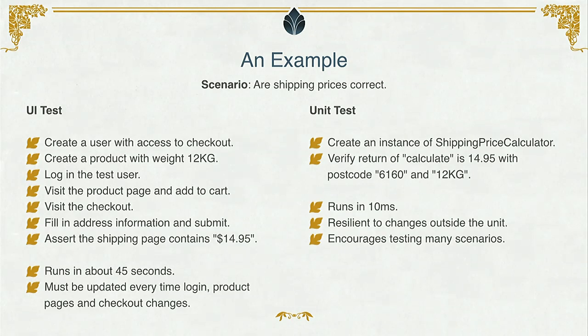When you compare that to a unit test, you're working directly with the unit in the application that's calculating those prices. So you might instantiate an instance of the shipping price calculator. And then you're calling a method and asserting a return value. And again, the benefit of this is it's super fast, runs in 10 milliseconds. Any changes outside of that unit aren't going to affect that test. And again, it encourages you to test lots and lots of different scenarios. Because it's so easy to set up the preconditions for that one thing completely in isolation versus creating all of these entities and clicking through these UIs, for this particular scenario, we definitely want a unit test.